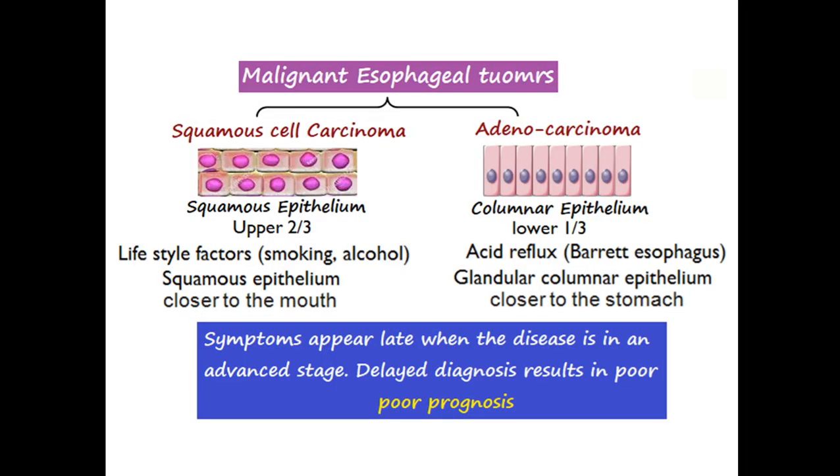The two major tumors that arise from the esophageal lining: one is the squamous cell carcinoma, which arises from the squamous epithelium of the esophagus. The other tumor, known as adenocarcinoma, arises from the glandular epithelium. The squamous epithelium of the esophagus is entirely different from the epithelium of the stomach and intestine, which is made of columnar epithelial cells.